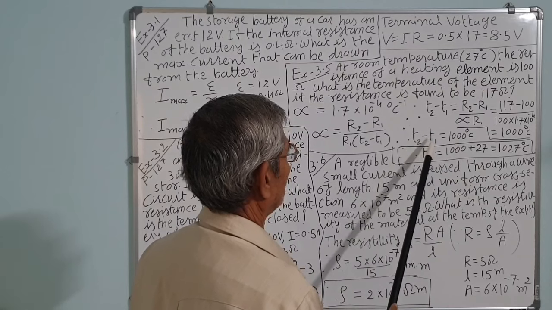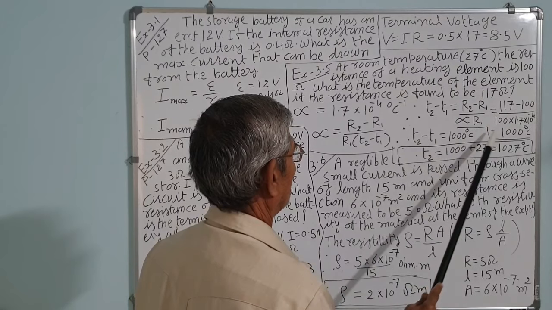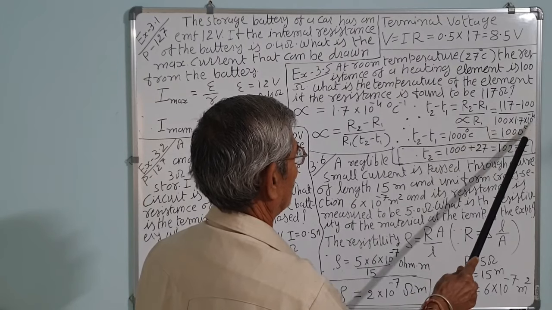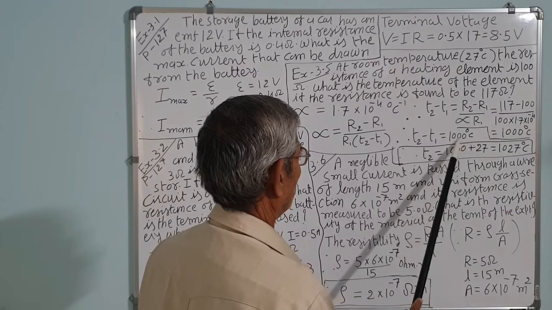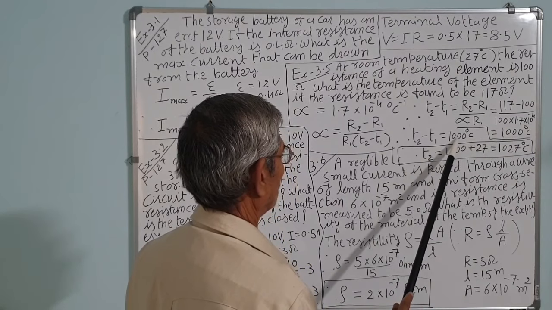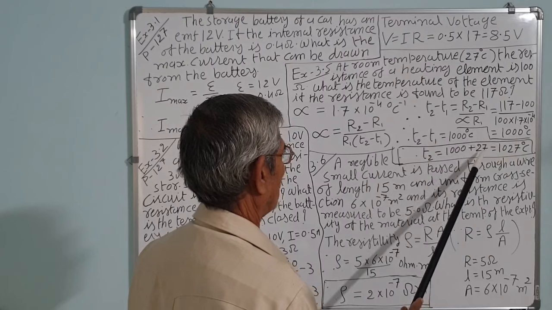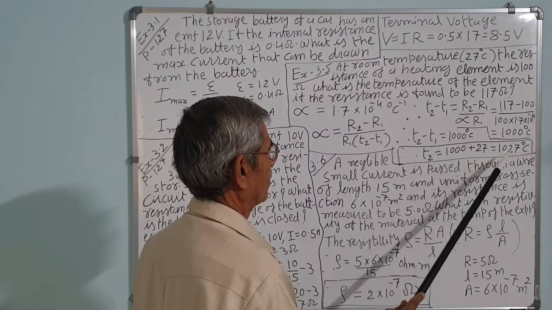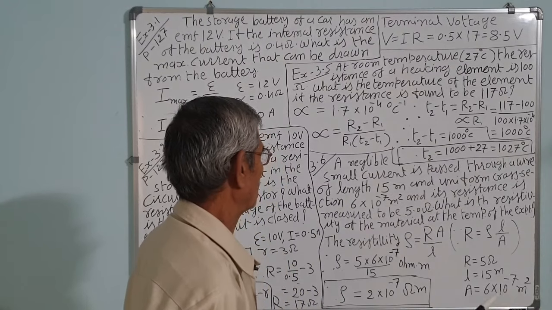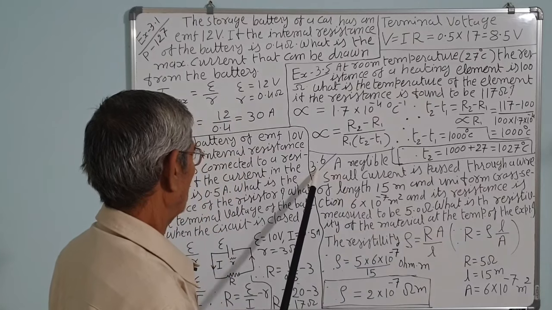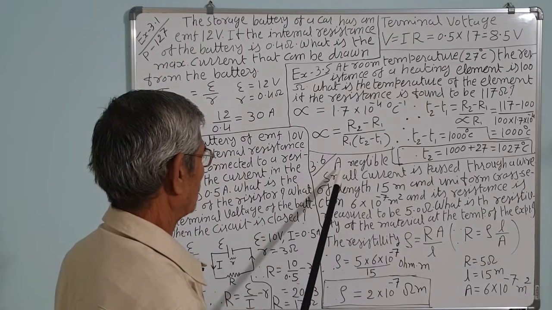So, T2 minus T1 is equal to 117 minus 100, that is 17, upon this one, that comes to 1000, correct. So, T2 is equal to 1000, you take this on the right side, so plus 27 room temperature, so 1027 degree. Next, example 3.7 on the same page.